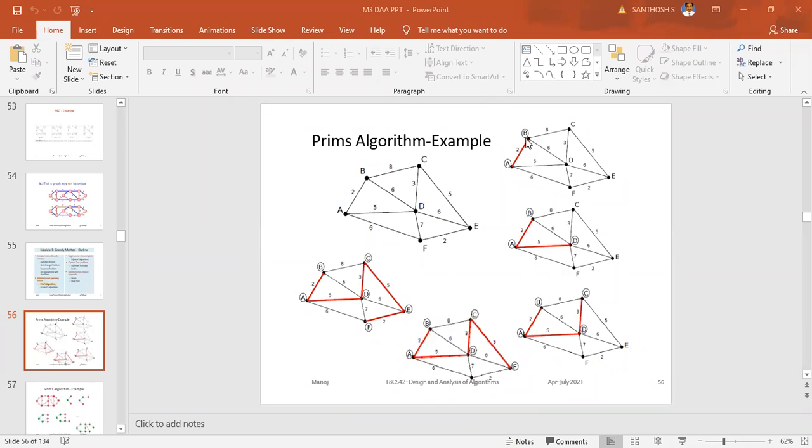From B, how many paths do you have and which is the minimum path? From B to A, it is 2. From B to C, it is 8. From B to D, it is 6. So which is the minimum cost path you have? Understand very carefully. You have B to A, B to C, B to D. Which is the minimum path?